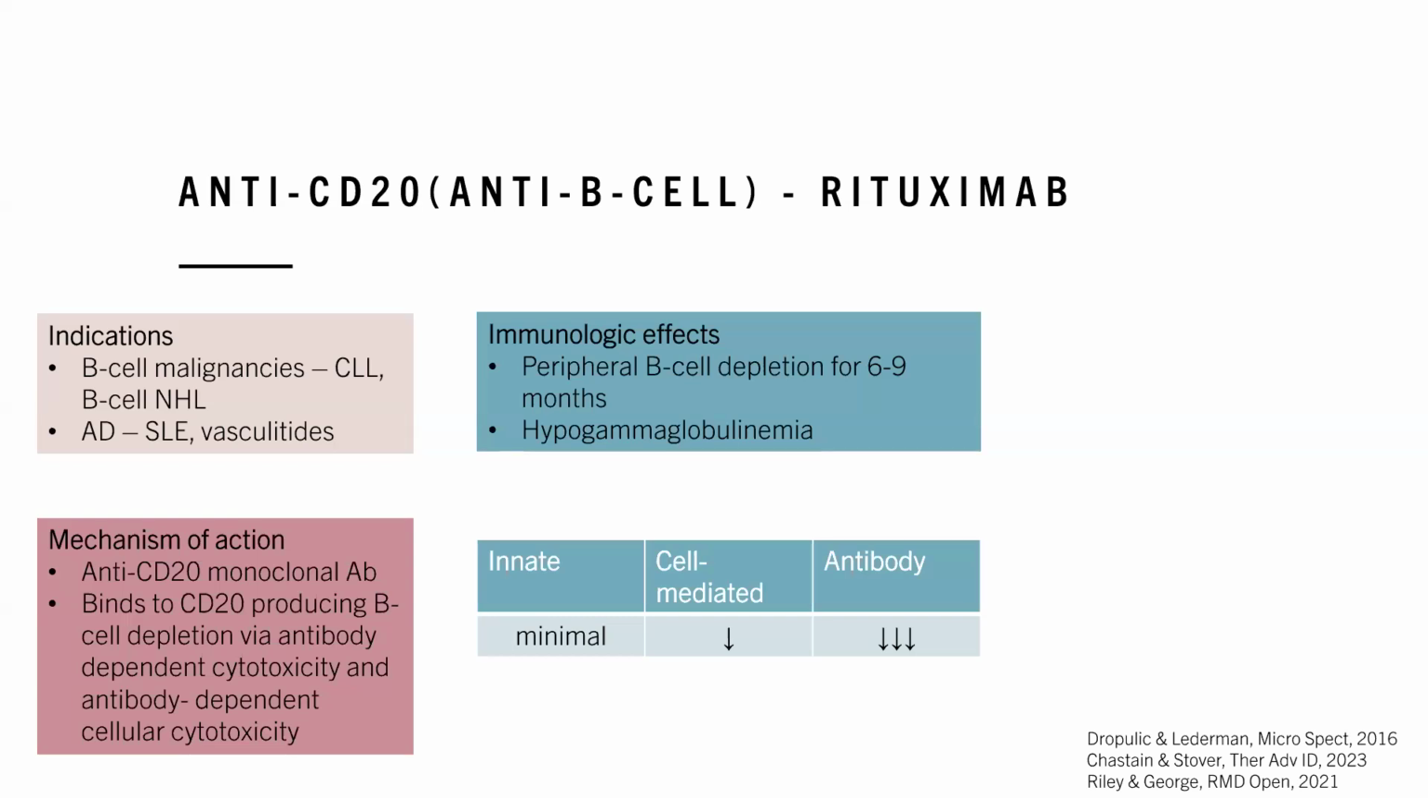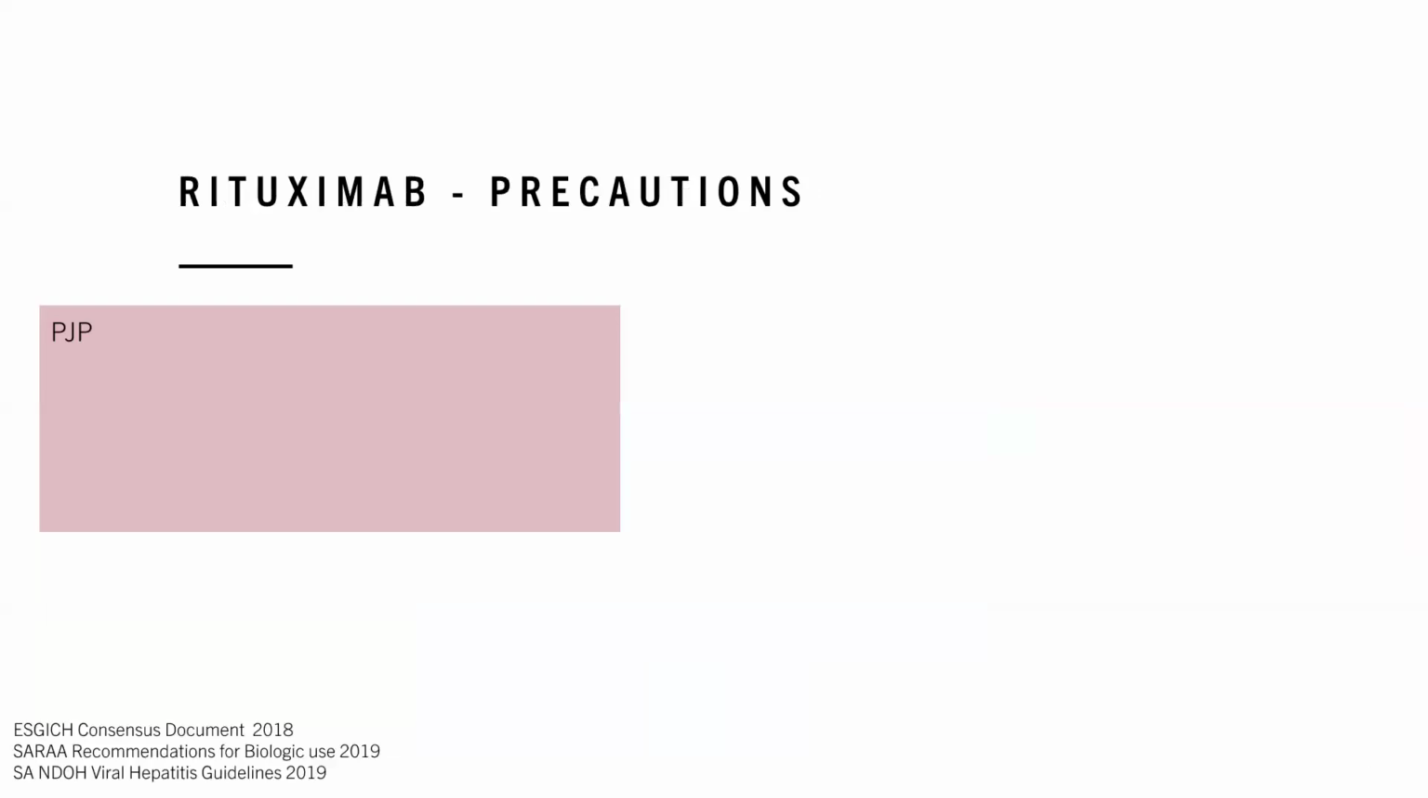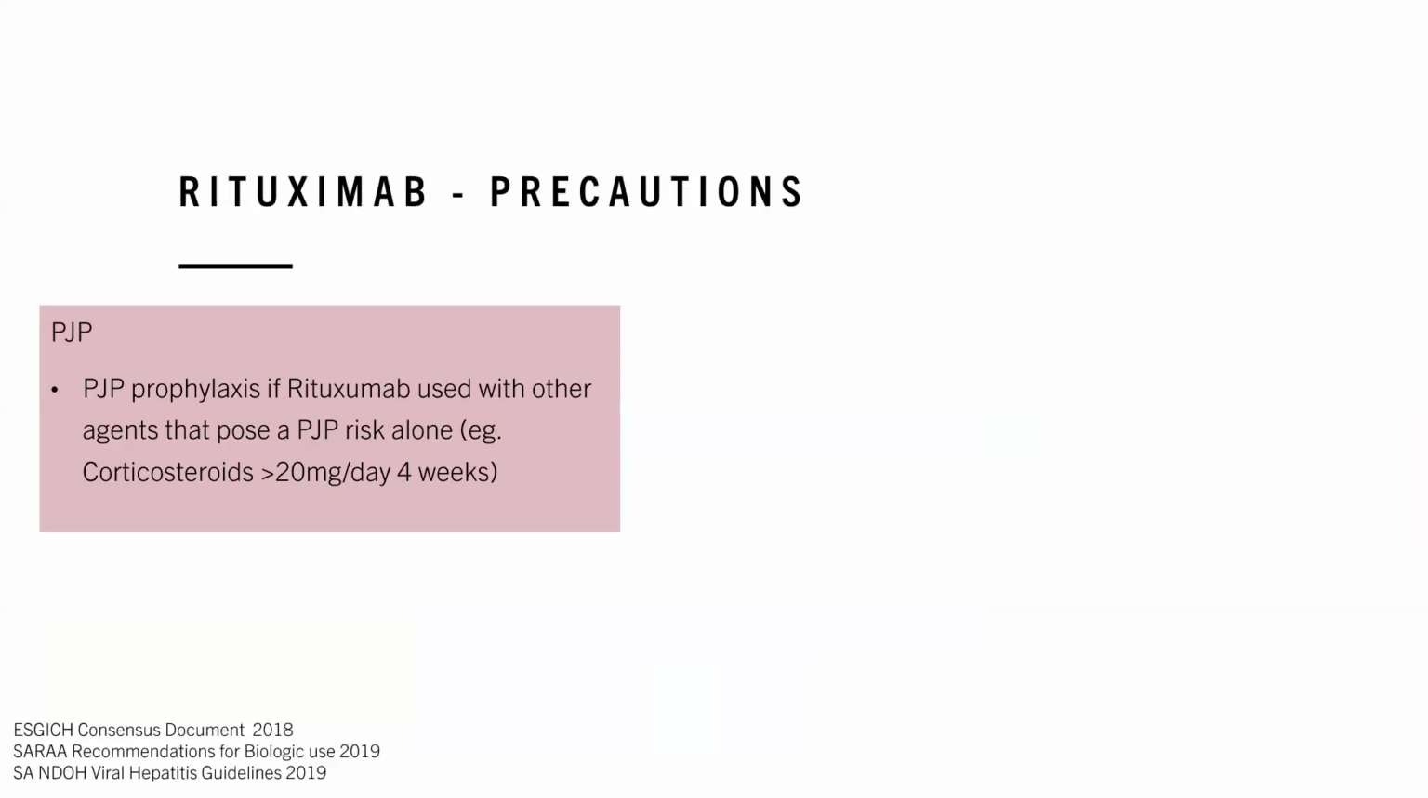As a result, obviously, because you're reducing your B cells, you reduce antibody. And so the major effect is on antibody. The infectious complications: generally there's a small increase in bacterial risk, but a particular risk is for hepatitis B amongst the viral infections. Also a small risk for PML and for PCP. So you really need to be careful, particularly with regards to hepatitis B, but I'll go through that now in detail.